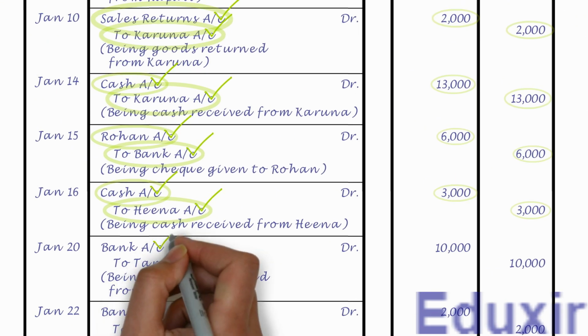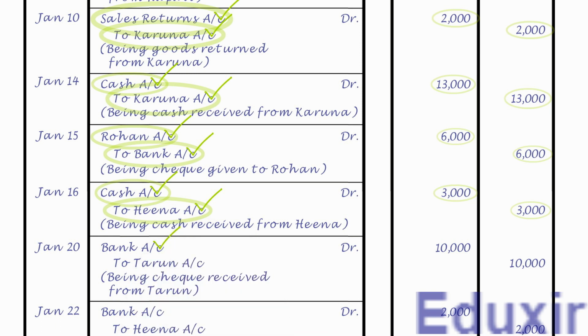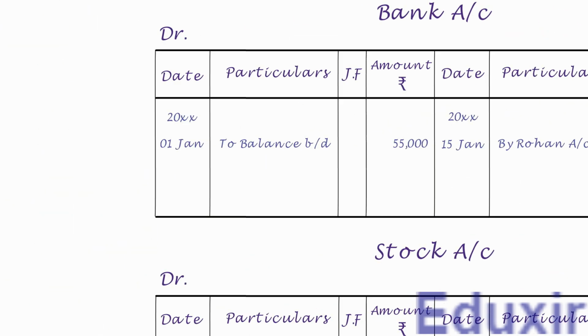As the name suggests, it needs to be posted on the debit side of bank account and the debit amount is 10,000 rupees. Note that the details that need to be posted into the particulars column is Tarun account. We already have bank account. Let us now post this entry into that account. Let us first write the date.